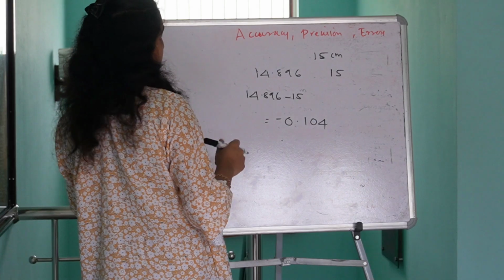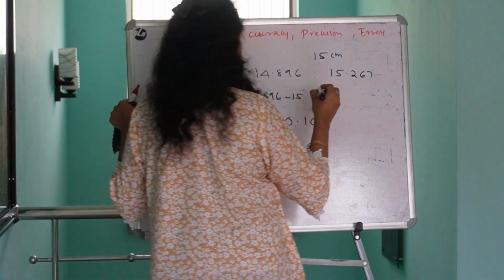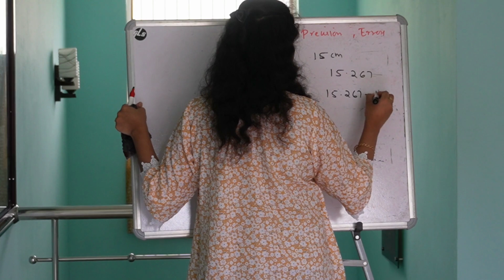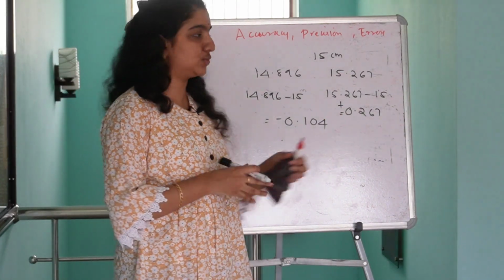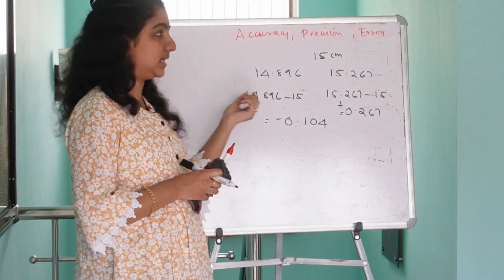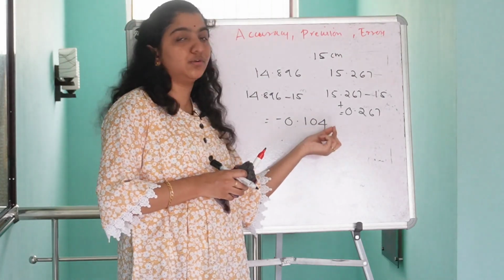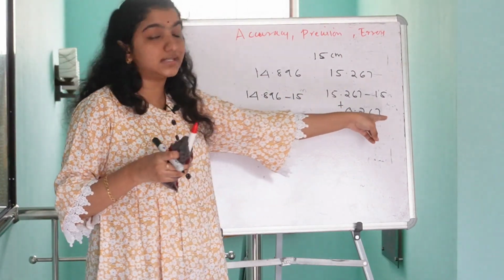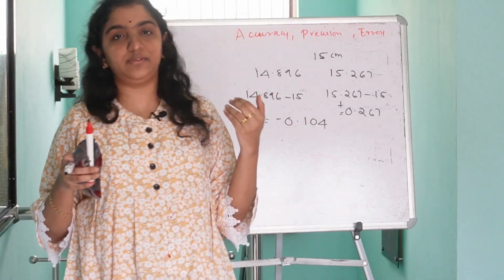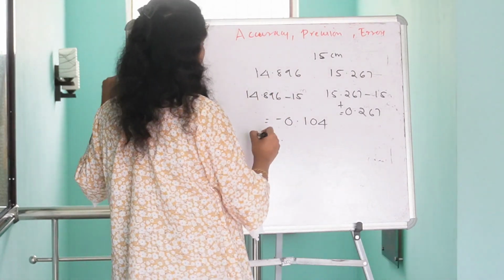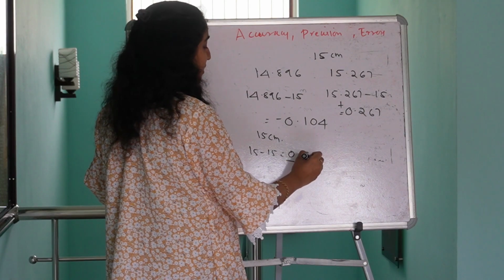Suppose when I measured the length of this marker, I got the value as 15.267. So what is the error in this measurement? The error in this measurement is 15.267 minus 15, that is equal to plus 0.267. So the deviation of the first value is by 0.104 in negative direction, and the deviation of the second value from the actual value is by 0.267 in positive direction. Is it clear, guys? Yes. If the measured value is exactly 15 centimeter, then I can say 15 minus 15 is equal to 0. So no error.